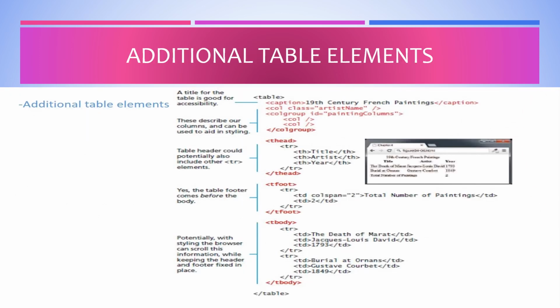Additional table elements. The caption element is used to provide a brief title or description of the table, which improves the accessibility of the table and is strongly recommended. We can use the caption-side CSS property to change the position of the caption to below the table.